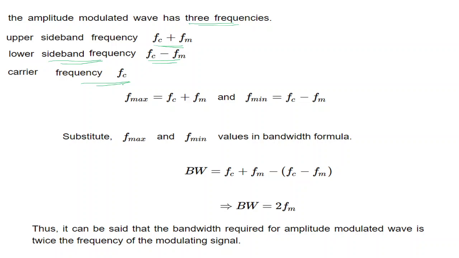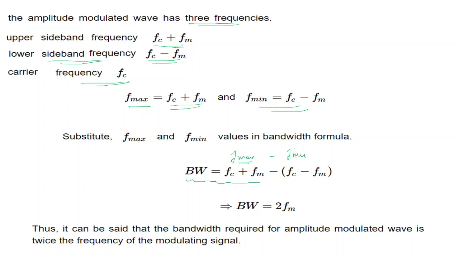So when we are using this type of frequency, when we need to calculate the bandwidth, fmax will become equivalent to fc plus fm and fmin will become equivalent to fc minus fm. So while solving these values, in order to calculate the bandwidth, we can write here fmax minus fmin.